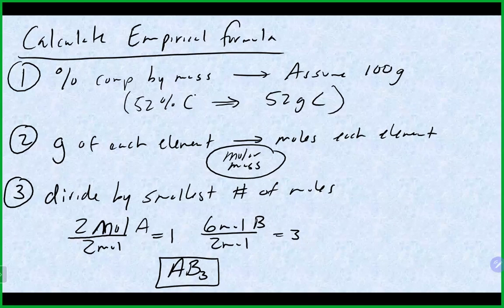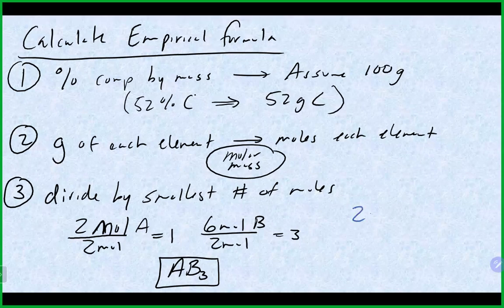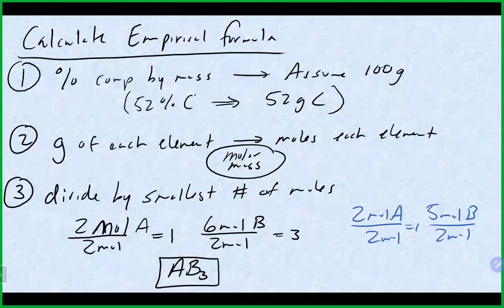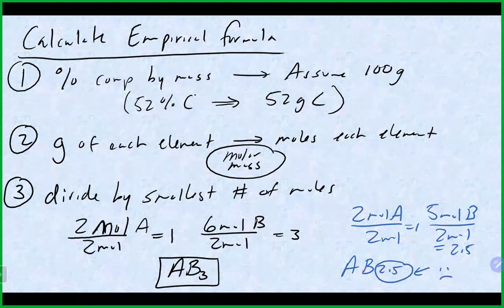then you would have your empirical formula. But if you get to this step and you do not get whole numbers, so for example, if we had 2 moles of A at this point and say 5 moles of B, when we divide by 2 moles here, that will give us 1, and that will give us 2.5. And that would give us an empirical formula of AB 2.5. This is not good because it cannot be a decimal. It does have to be a whole number. And this is too far to round.